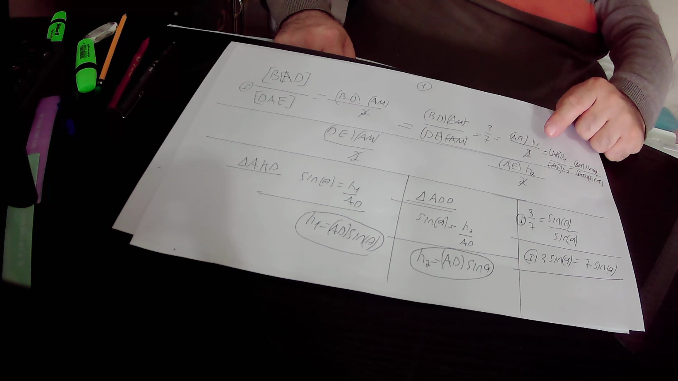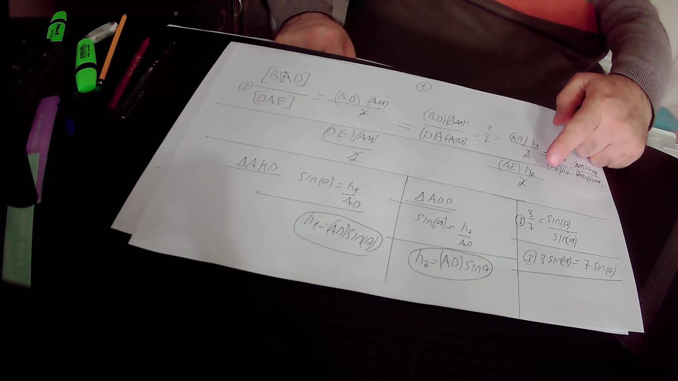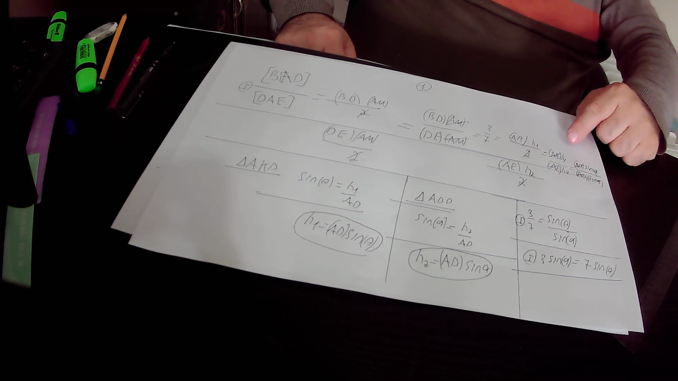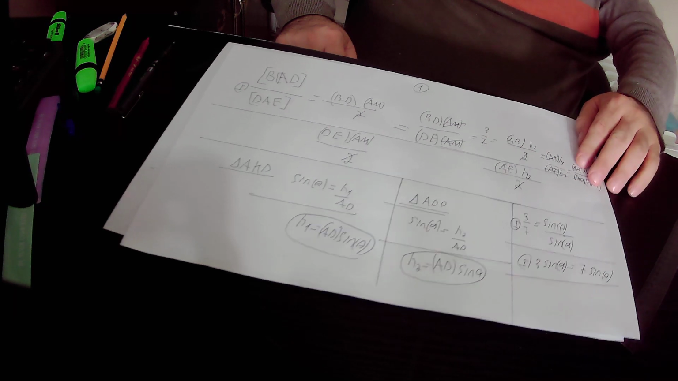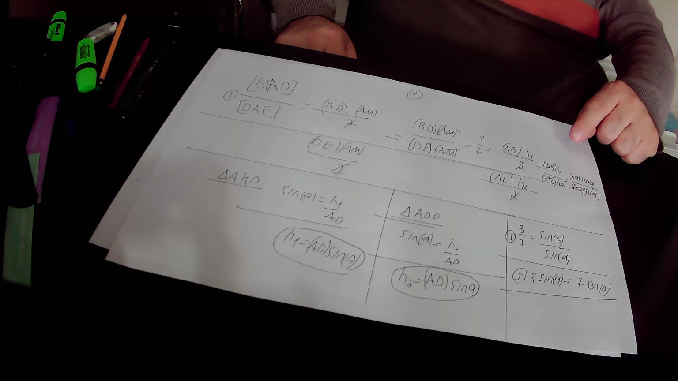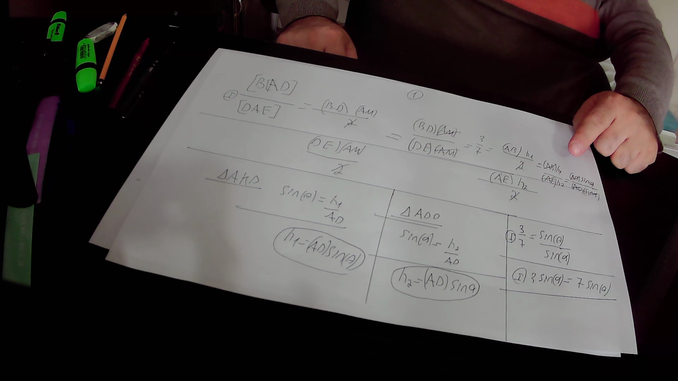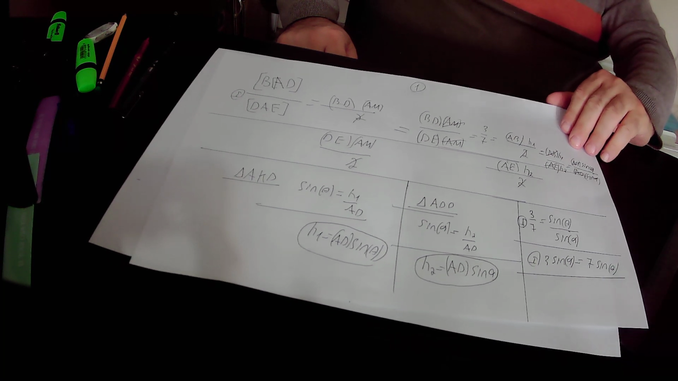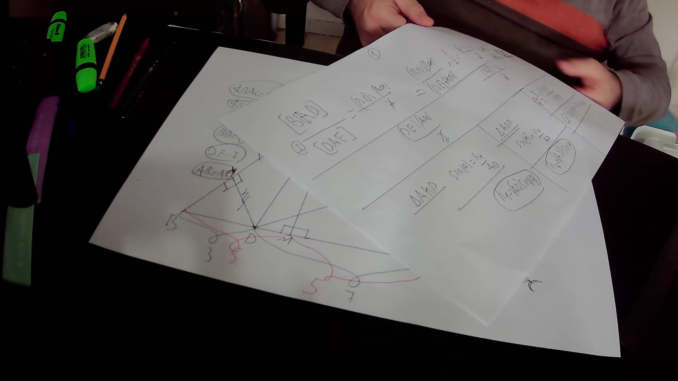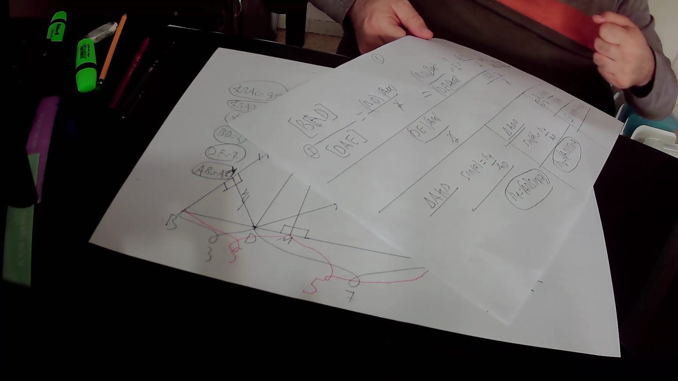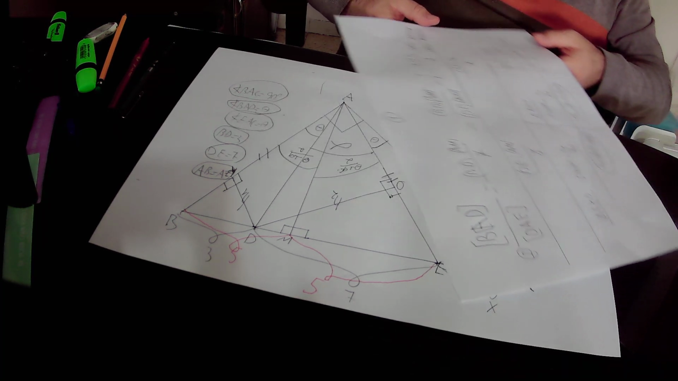We have 2 in the numerator and 2 in the denominator, so 2 will get cancelled, and we are left only with AB times H1 over AE times H2. AB equals AE, so AB over AE will be equal to 1, so it will get cancelled, and we are left only with H1 over H2. So we'll find the values of H1 and H2, and we substitute them.